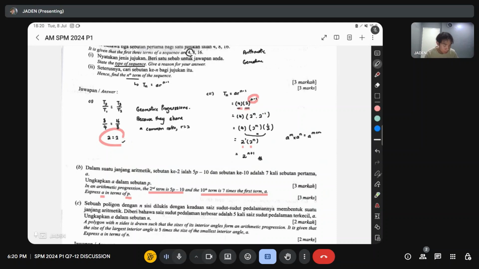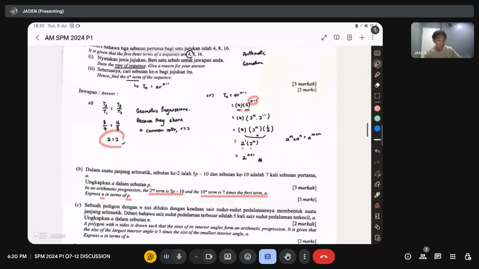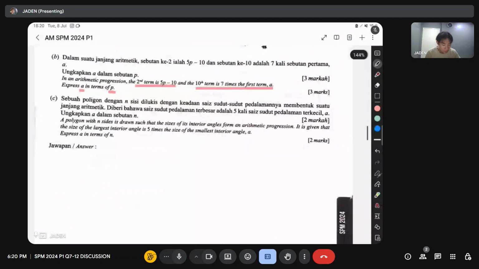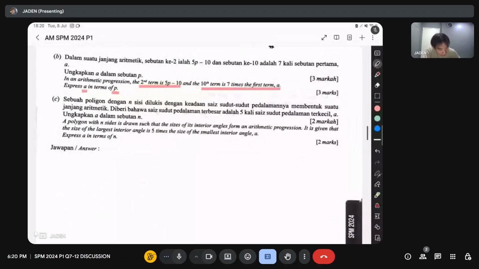Just now, for students who haven't taken down the notes yet, you may consider pausing the video, copying down 7a 1 and 2, then only move on to part B, okay? All right, part B. So we start from: second term is 5p minus 10. That's where we will write it down. T2 is equal to 5p minus 10. And then the 10th term is 7 times the first term.